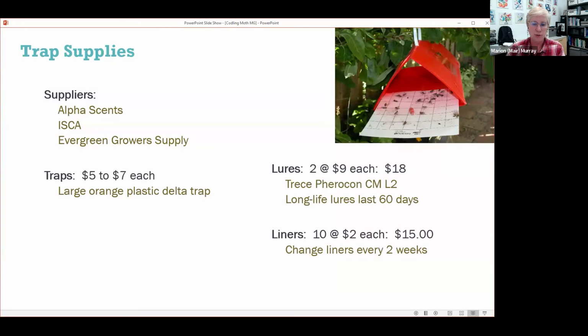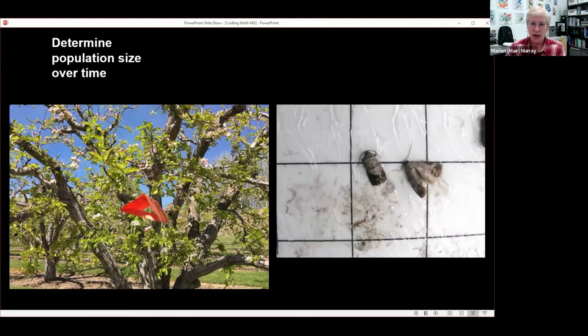But I did want to just provide what the costs are, if you felt like, oh, I want to try this trap myself, just to see what the population of codling moths are at my house. So we hang the traps for two reasons. One is, as I mentioned, to see the population size over time. And I hang these in orchards throughout Utah, and I'll check them once a week.